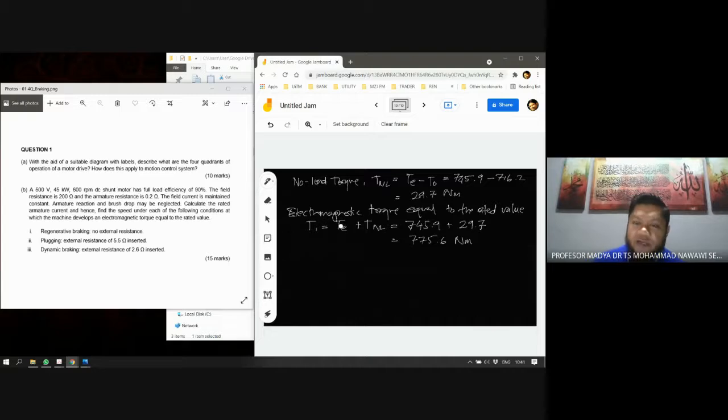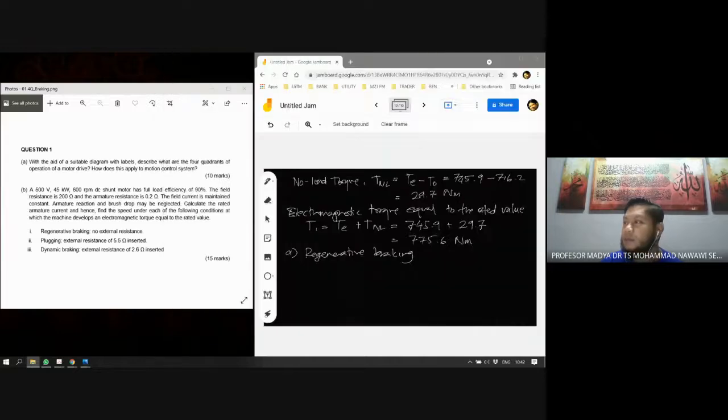Okay, so once you get that, electromagnetic torque equal to the rated. So this is the torque that we need to consider during the braking. Okay, so first we have the condition whereby you have regenerative braking. Okay, the regenerative braking. So we have torque during that, call it T_RP equals to E I here.